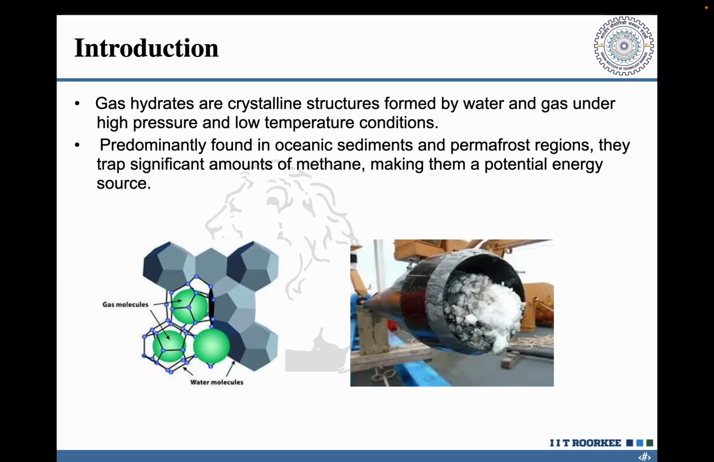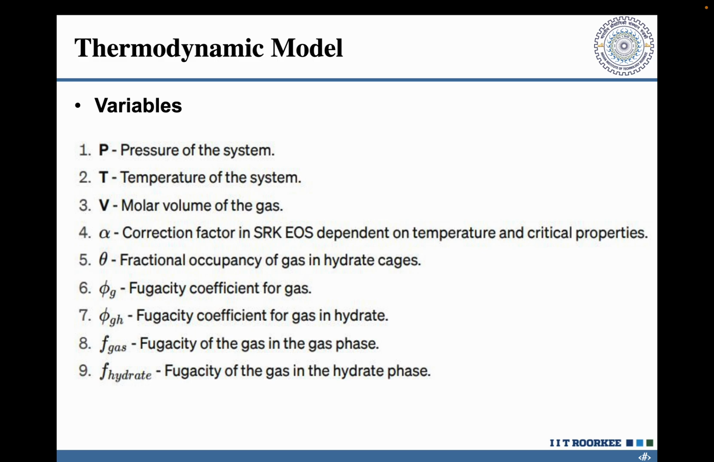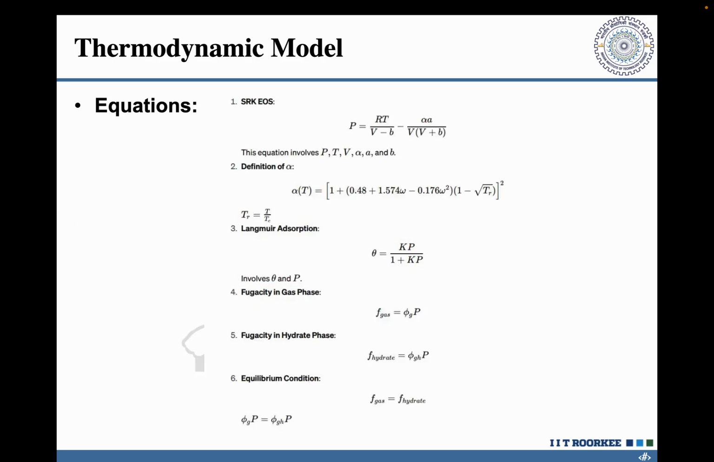So basically, gas hydrates are crystalline structures which are formed as water traps smaller molecules such as methane in their clathrates, which is a cage-like structure, and this is a crystalline solid which is like ice. So the first type of modeling we are doing is thermodynamic modeling of the formation of gas hydrates, and these are certain variables which will be utilized in a further derivation.